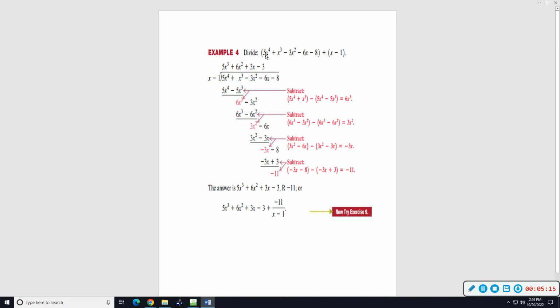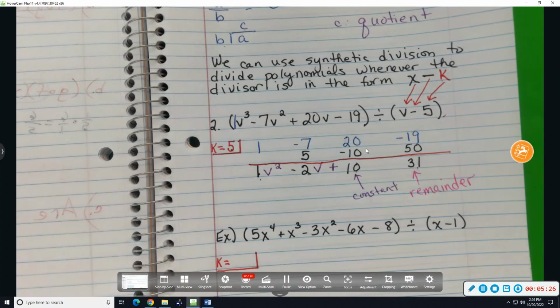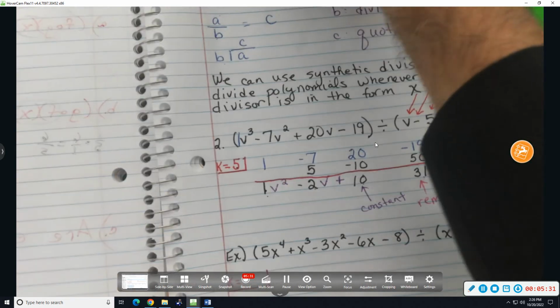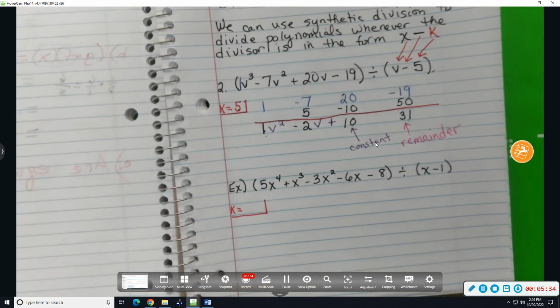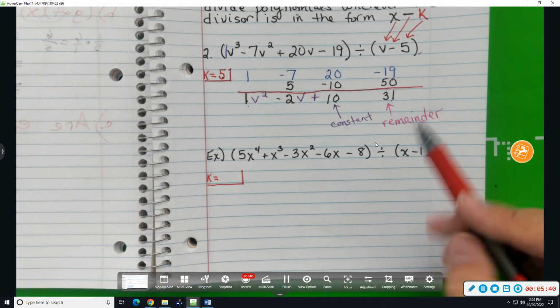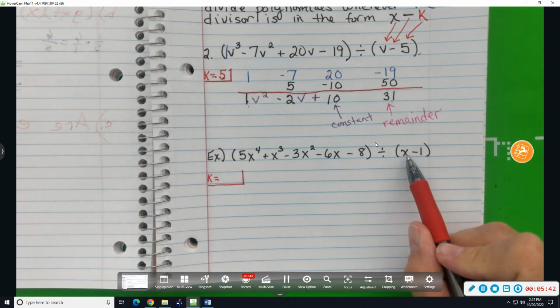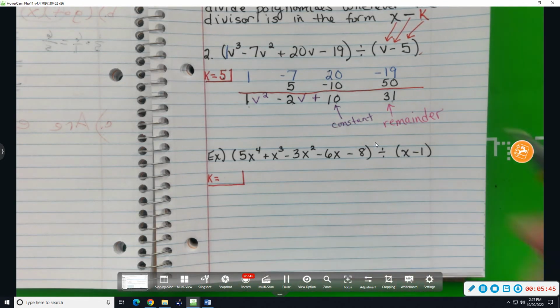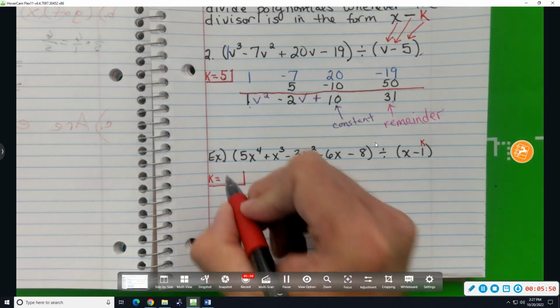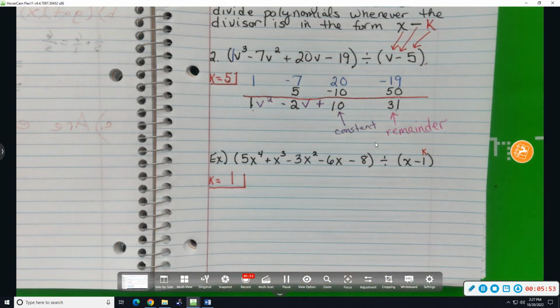Okay. So, I just want y'all to see this problem done with synthetic division rather than this polynomial long division. Okay. You have to figure out what k is. So here's x minus k, that 1 that's right there.